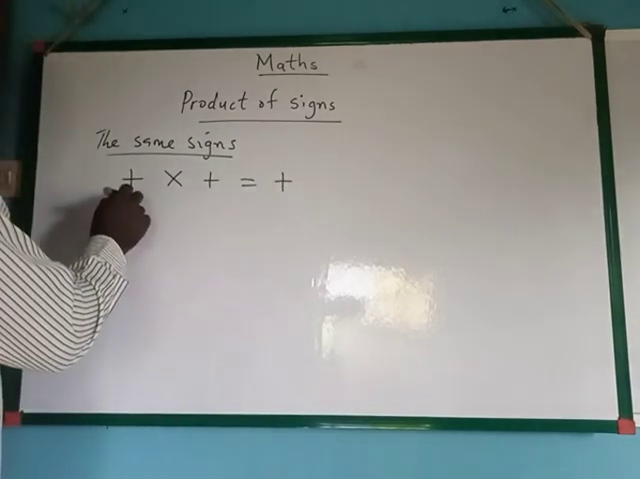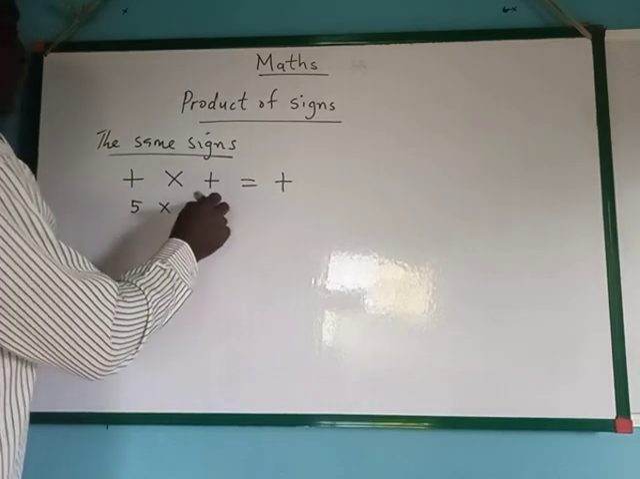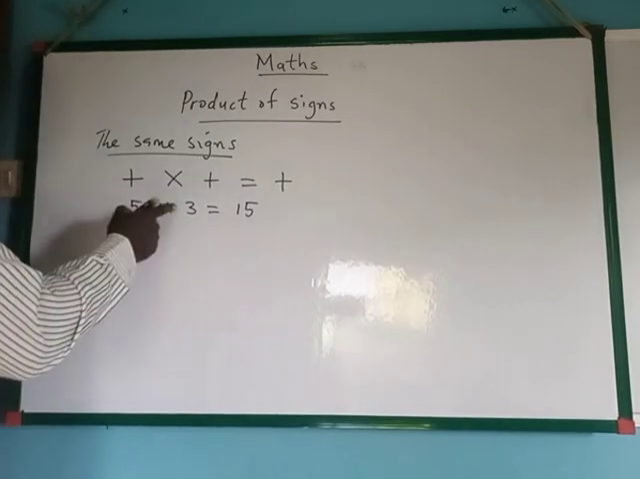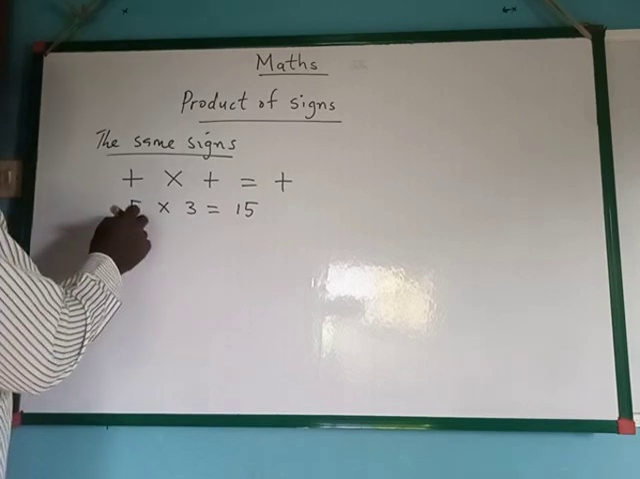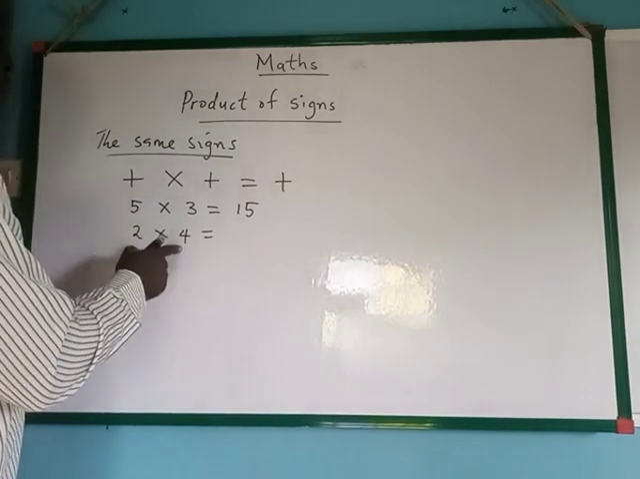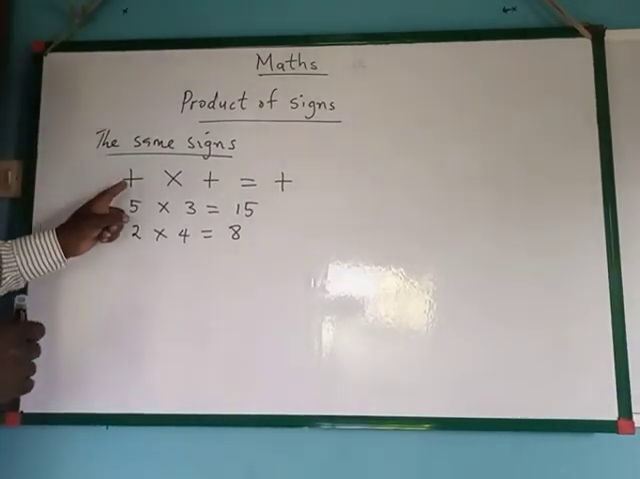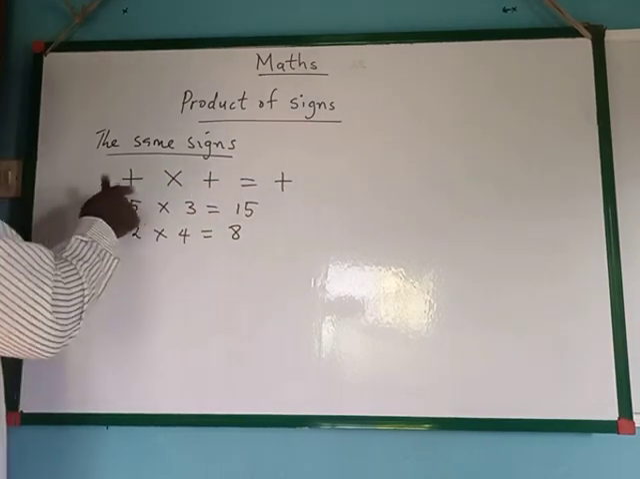Take for instance, if I have 5 times 3, these are positive numbers. The answer is also positive, it becomes 15. So I told you, if you do not have sign before them, it means that they are positive. If I also have 2 times 4, these are positive numbers, it becomes 8. That is what we are saying. You see that the same signs is positive. That is plus plus.